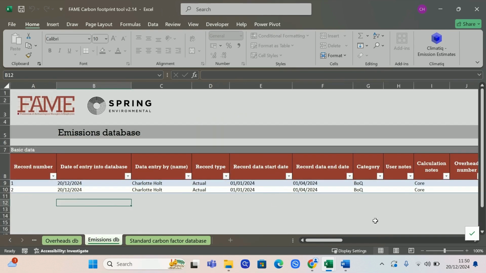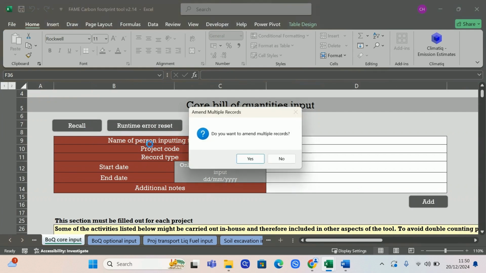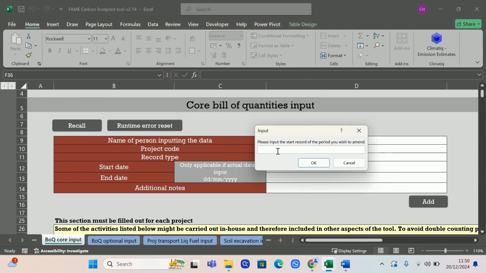So with the bill of quantities, there is the functionality that you can recall multiple entries. So looking at the emissions database, let's say we put the wrong start date and end date for the record, then we can recall both of them. I will just demonstrate that. So do you want to amend multiple records? Yes. Please input the start record of the period you wish to amend. So that was 1, and then the end was 2, and say wrong dates.